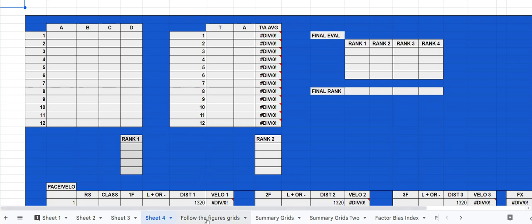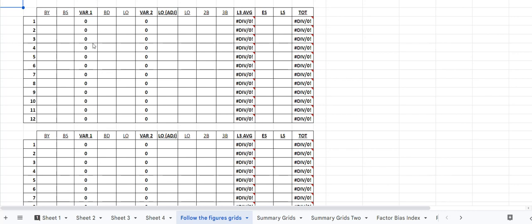I also have the follow the figures grid, and the follow the figures is a separate program that I have not been using lately. When I have been using it, I use it usually as a supplemental. If I finished a particular race day or a card a few days ahead of time, and I've done everything I need to do, I might run a few races through the follow the figures just to get reassurance on a few horses. But this is not a main go-to set of factors that I use solely by itself, standalone.